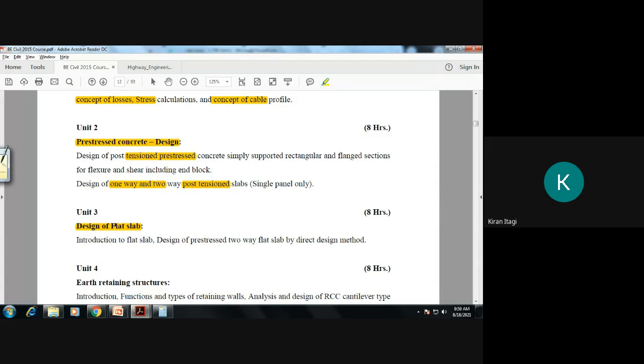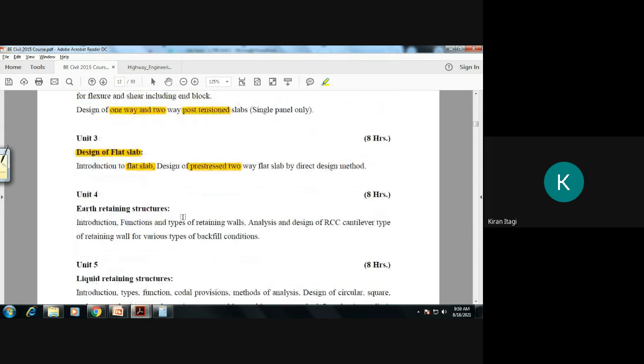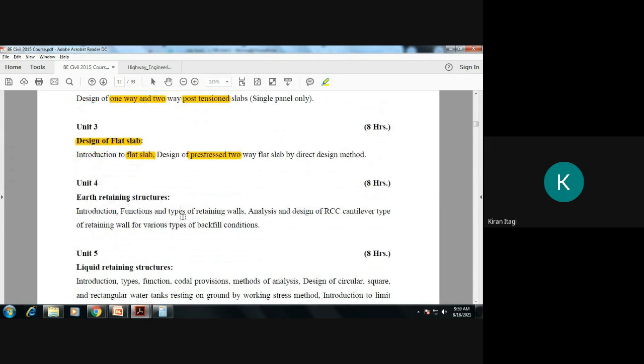And the third unit deals with the design of flat slab. Okay, I hope you have heard about the flat slab. So here we deal with the flat slab, not about RCC, that is pre-stressed. Okay, and the designing of flat slab is a little bit difficult. It is very hard to understand also. So we will go in a very smooth way.